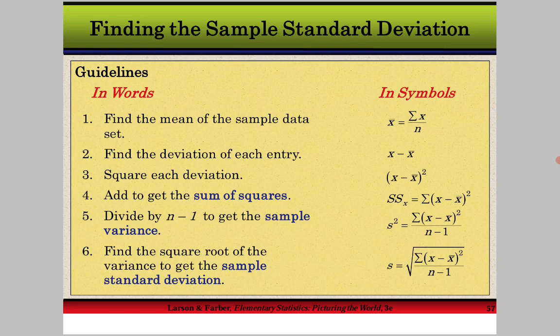The sample standard deviation s is equal to the square root of s square, that is, the square root of sigma (x minus x bar) whole square by n minus 1. So the formula for finding the sample standard deviation is s equals the square root of sigma (x minus x bar) whole square by n minus 1, where n is the number of data items.